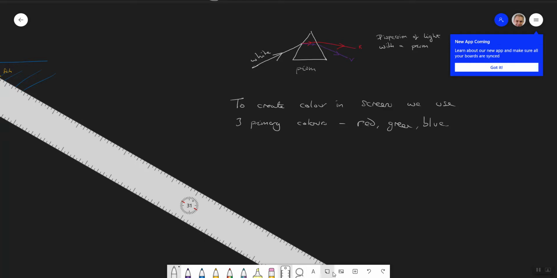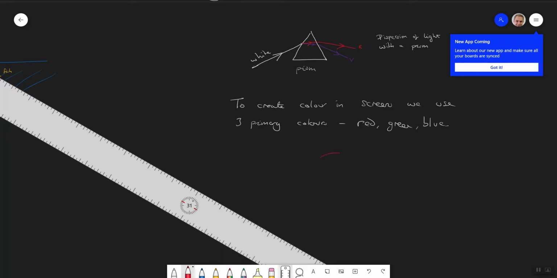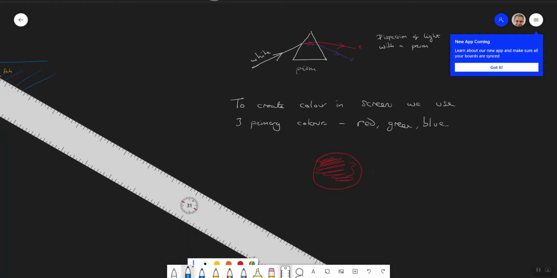And the way this is often drawn is with this kind of weird Venn diagram of colour. So I'm going to draw a red circle, vaguely fill it in. I'm going to draw a blue circle. And I'm going to draw a green circle.